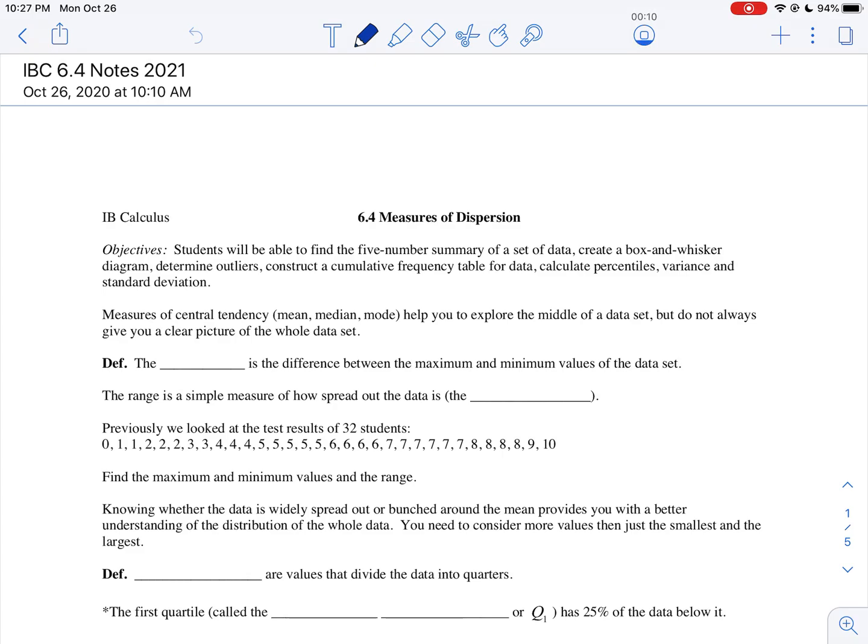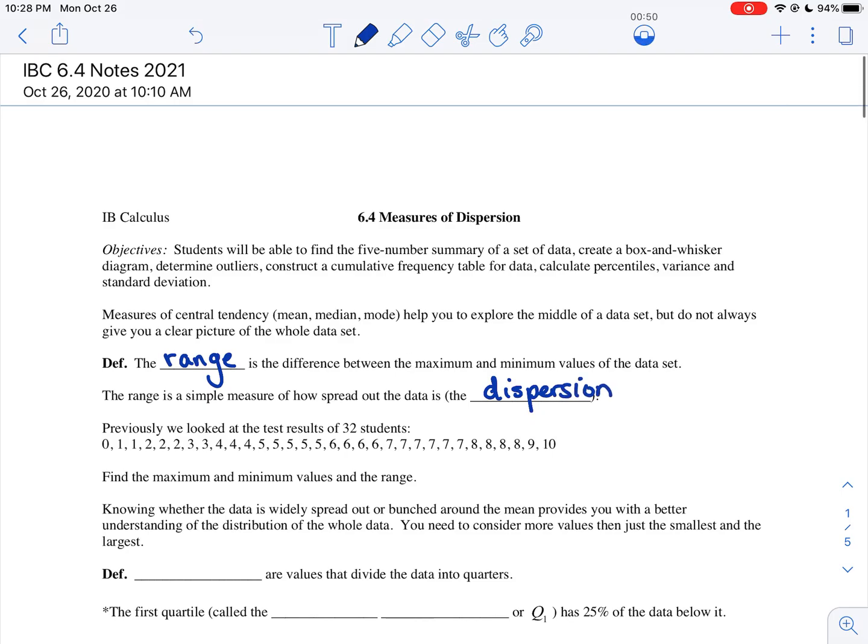All right, so this is 6.4, measures of dispersion. Measures of central tendency, we did mean, median, mode, help you explore the middle of a data set, but do not always give you a clear picture of the whole data set. The range of a data set is the difference between the maximum and minimum values of the data set. The range is a simple measure of how spread out the data is, sometimes referred to as the dispersion.